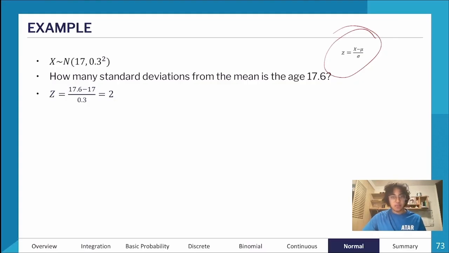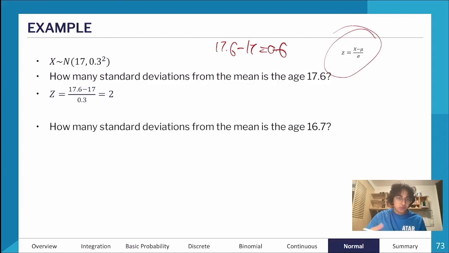So 17.6 minus 17 divided by 0.3. 17.6 minus 17 is equal to 0.6, and 0.6 divided by 0.3 is just equal to 2. And if we work that out with 16.7 as well, we'll see that we get -1, right? But that just means that instead of going above the mean, we've gone below the mean. So at the end of the day, that's still one standard deviation away from the mean, okay?